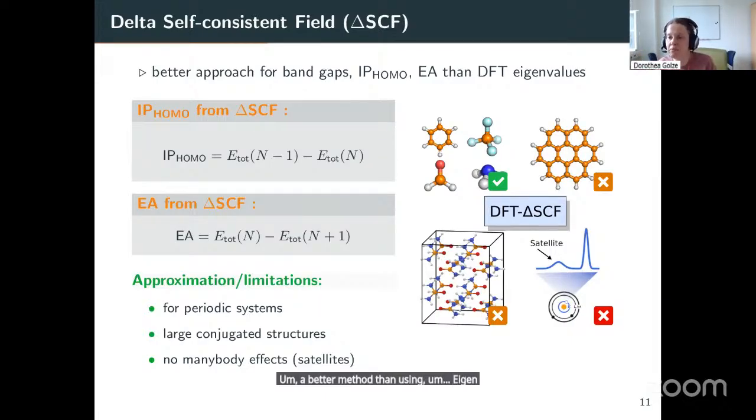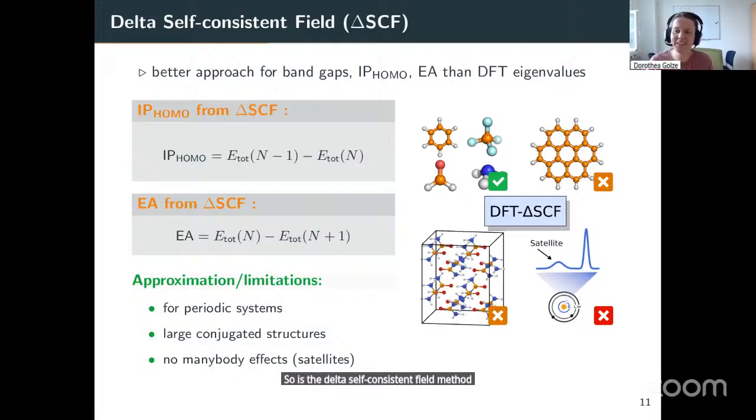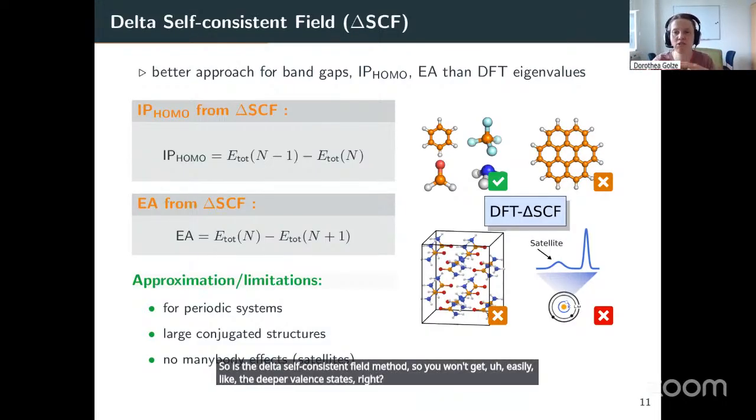eigenvalues was already mentioned before, and there were a lot of questions. So I hope some questions are answered in more detail with this slide. It's the delta self-consistent field method. So you won't easily get the deeper valence states, the other parts of the band structures, but it could be an approach to get better band gaps, for example, or ionization potentials for the HOMO for a molecule, or electron affinities also for the molecule, than DFT eigenvalues.